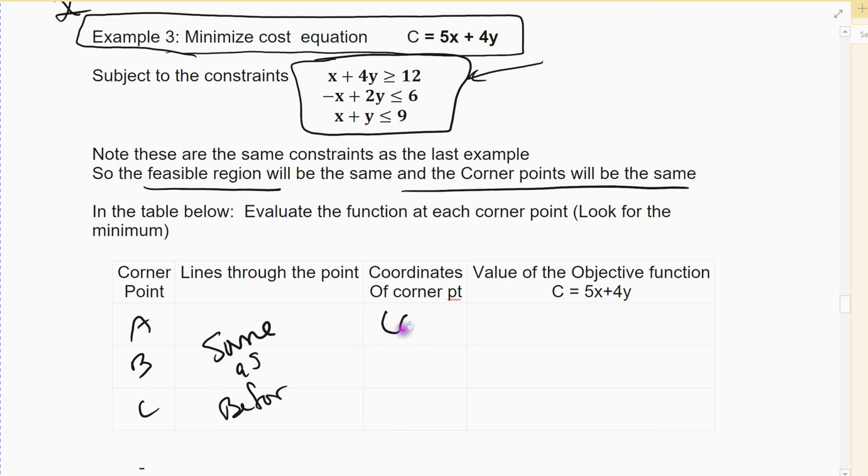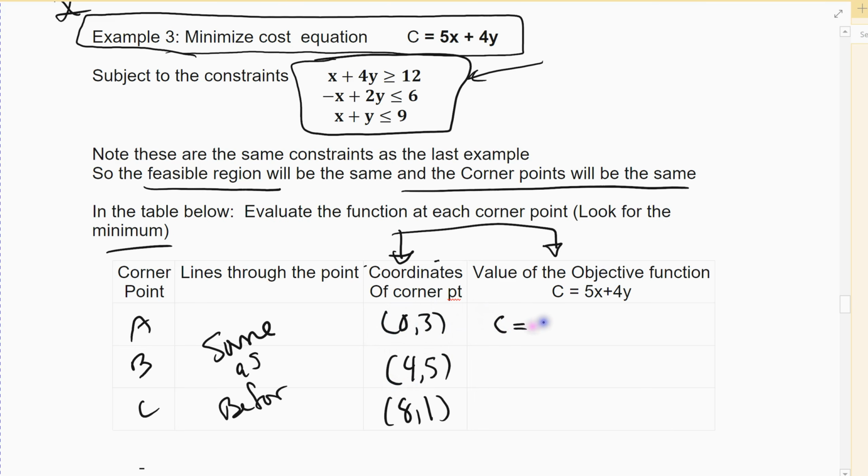The corner points were 0, 3, 4, 5, and 8, 1. This time we want to find the minimum cost. And so these are our possible places where we can get a minimum. And what you do is you take them in. The only new part is what we're looking for, minimum cost. And again, minimum typically is the case with the 0. Not always, but you need to test it. All right, so we're going to plug into this new objective.